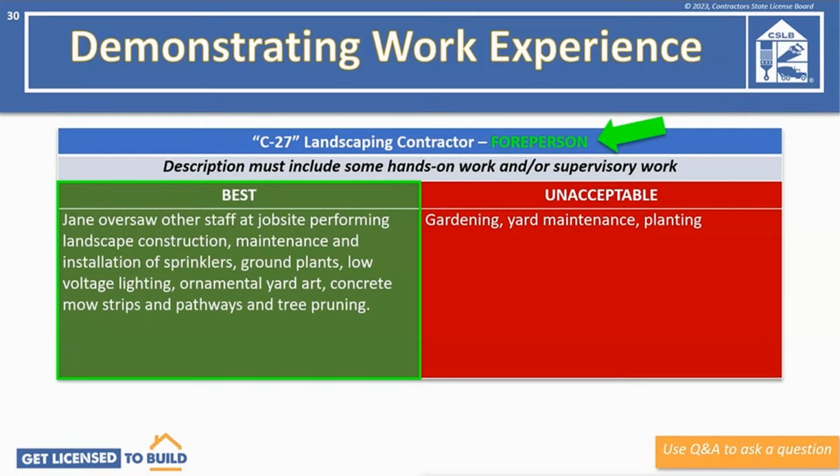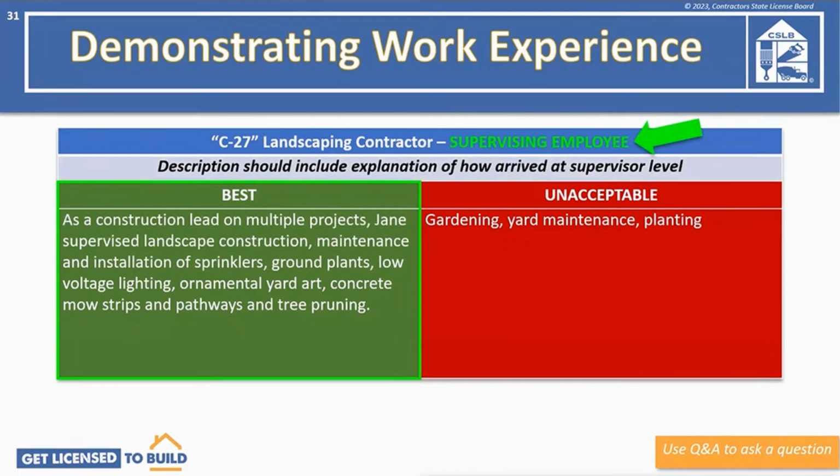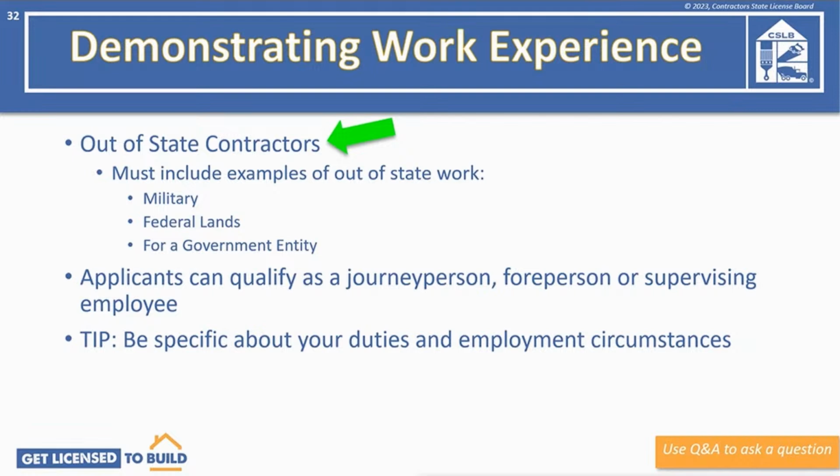For a C27 landscaping foreperson, the description should indicate overseeing other staff performing the trades. And for a C27 supervising employee, the description should include an explanation of how you arrived at the supervisor level for the trades on a project. Finally, for out-of-state contractors, the same guidance that we showed you for general building contractors is required. Be sure to include examples of your out-of-state work as well as work for the military on federal lands or for a government entity. Be sure to be specific when you describe your duties and employment circumstances.